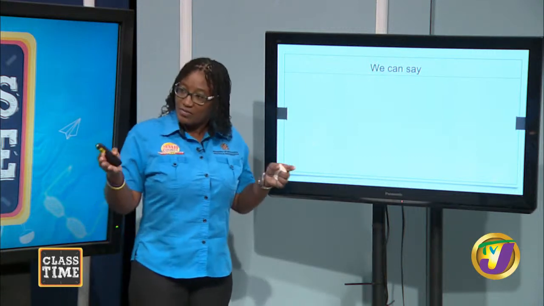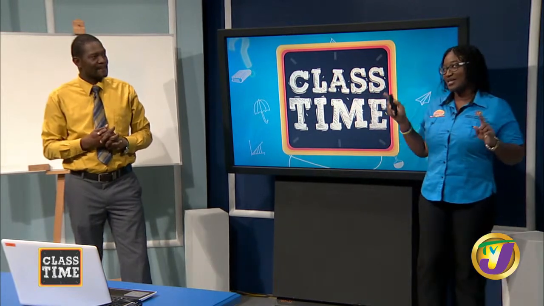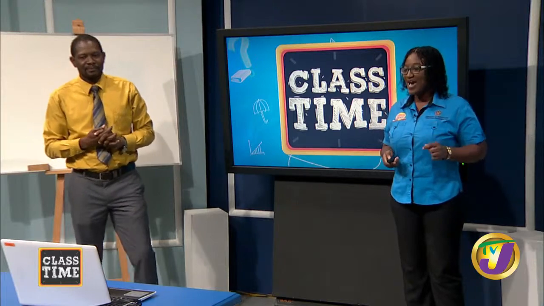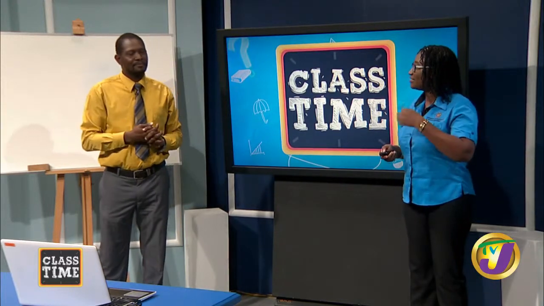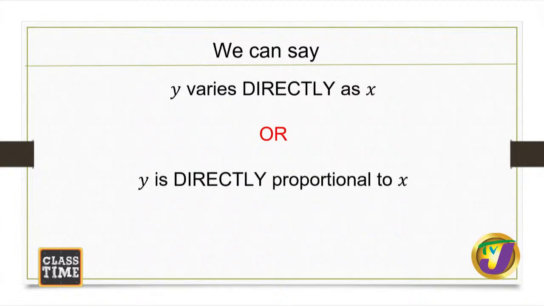So let's clean up the language a bit now. It's math class, but language is important. When we find this relationship happening, we can say that y varies directly as x. Or we can put it another way. We can say y is directly proportional to x.